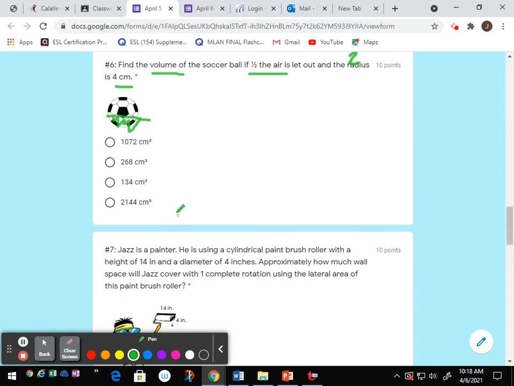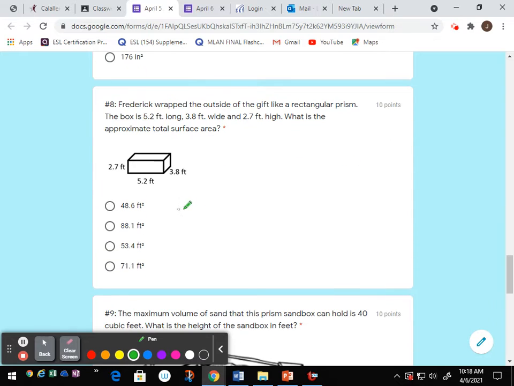All right, we're going to skip down to question number 8 now. Number 8 says, Frederick wrapped the outside of a gift like a rectangular prism. The box is 5.2 feet long, 3.8 feet wide, and 2.7 feet high. What is the approximate total surface area?